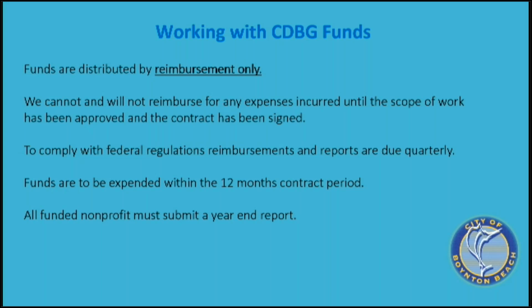So to comply with federal regulation, the reimbursement and reports are due quarterly. So this program requires a lot of reporting, and they are due quarterly. It's just to make things easier for you. The first report will be due for the fiscal year 2021-2022 in December. The second one is going to be due on March 30th, and then the third one is going to be in June, and the last one is going to be at the end of the fiscal year, which is going to be September 30th, 2022.